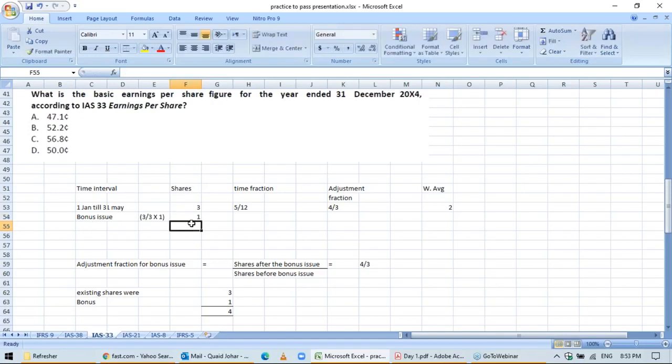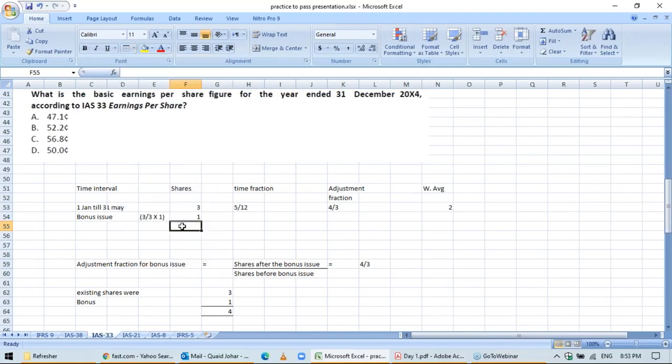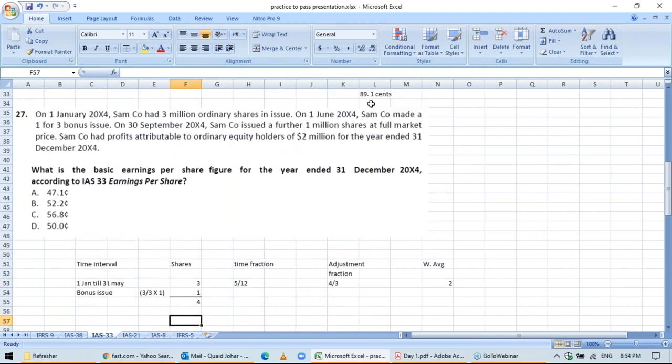And now the total shares sum up to 4 million shares. Until when will these 4 million shares remain? Till the next issue takes place. So they also make another issue, a full price issue, on 30th of September. On 30th September 2004, SAM company issued a further 1 million shares, but at full market price.